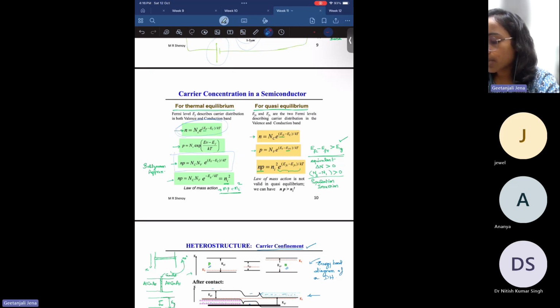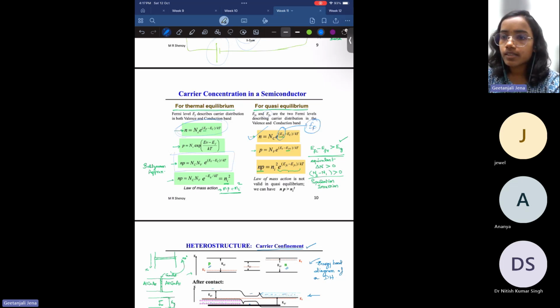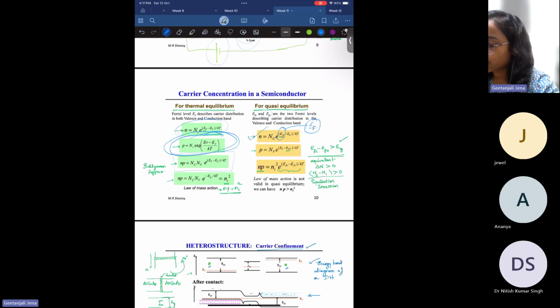For quasi-equilibrium, we have seen that we have two Fermi levels, one is EFC and the other one is EFV. The carrier concentration in the n-doped region is given by n equal to Nc e to the power (EFC minus EC) by kBT. So the common Fermi level in thermal equilibrium is replaced by EFC for quasi-equilibrium. Similarly, for the hole concentration distribution, the EF is replaced by EFV because EF is now different.